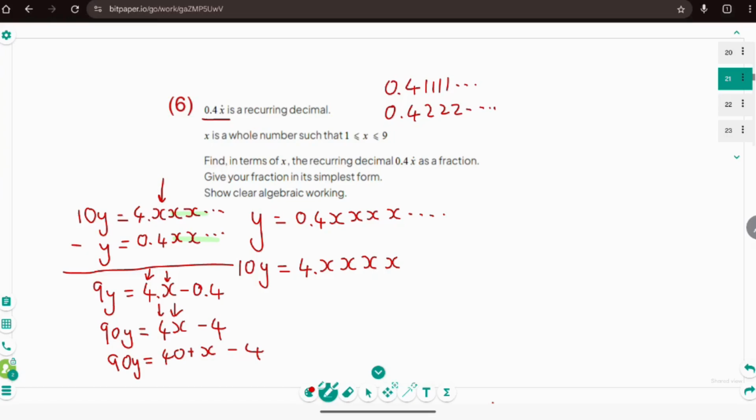And if we just work this out and simplify it a bit over here, 40 take away 4 is 36. Make y the subject. And this is your final answer.